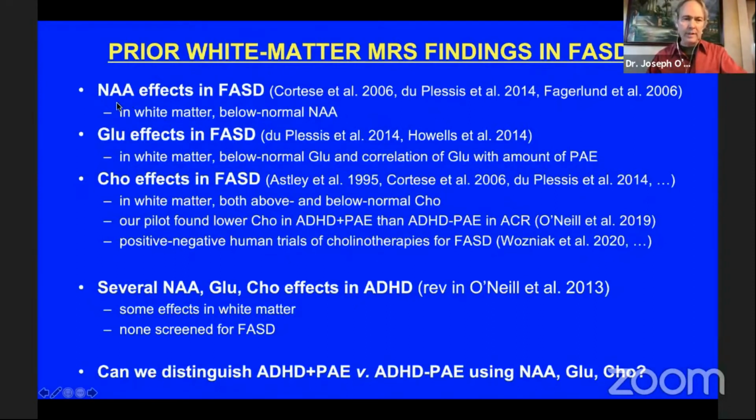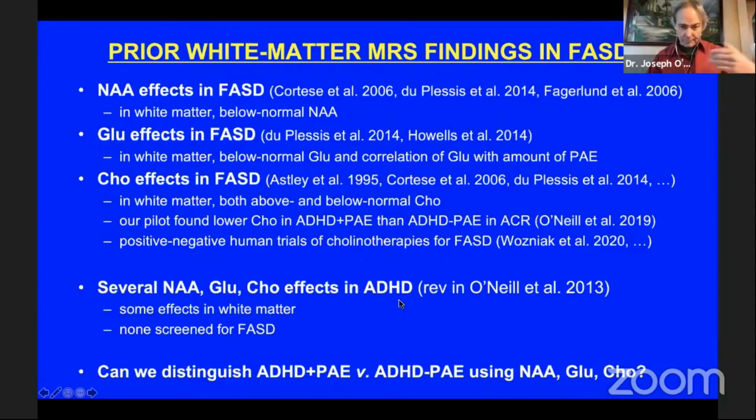People have found effects involving NAA, glutamate, and choline. With respect to choline, we did a pilot study that found lower choline in ADHD plus PAE than ADHD minus PAE in one white matter tract, the anterior corona radiata, ACR. And as I mentioned, there are human trials of choline dietary supplementation for FASD. Most have had some positive results. A few have had negative results.